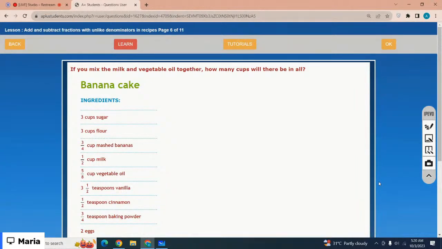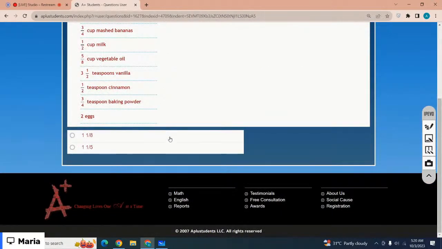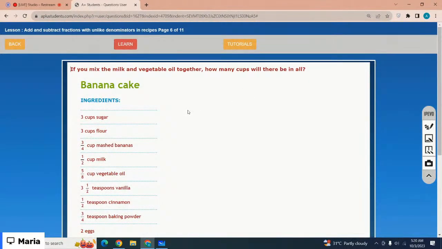Okay, if you mix the milk and vegetable oil together, how many cups will there be in all? Milk is 1 by 2 and vegetable oil is 5 by 8. So, which is the correct option? Yes, again, that would be 9 over 8 or 1 whole 1 over 8, right? The correct option is 1 whole 1 over 8.